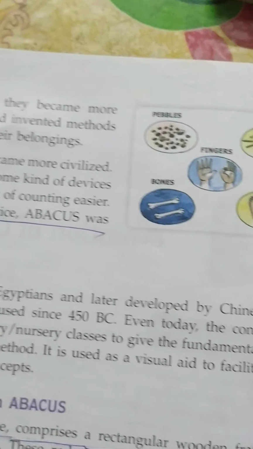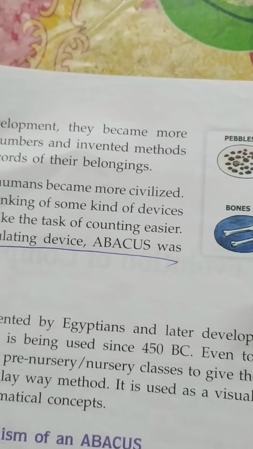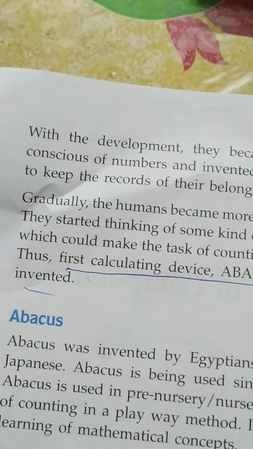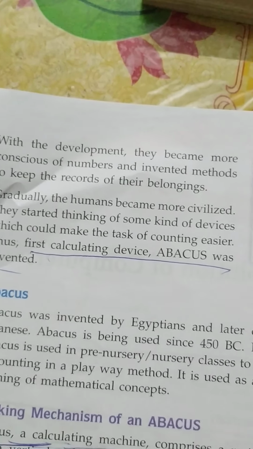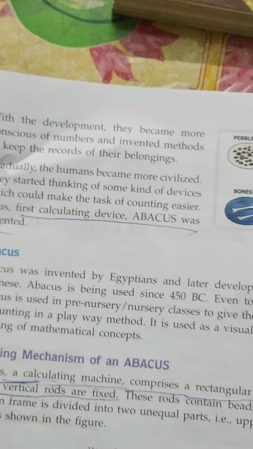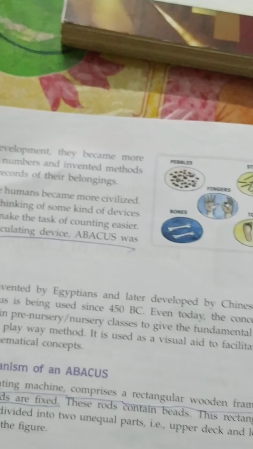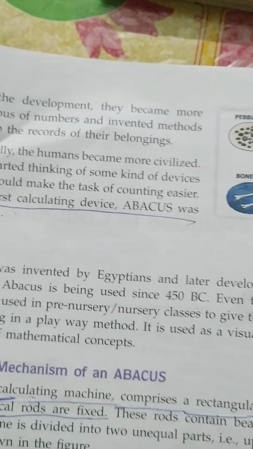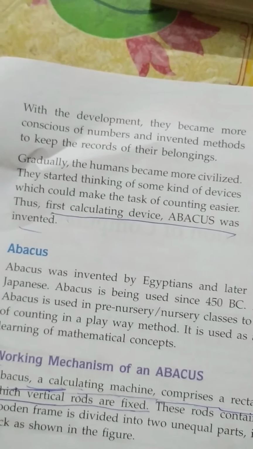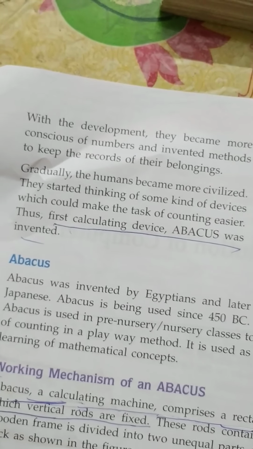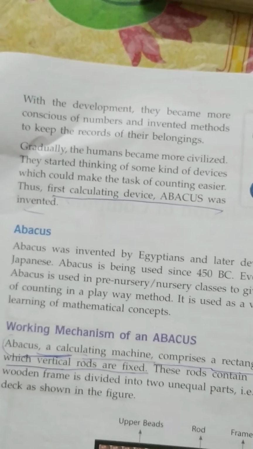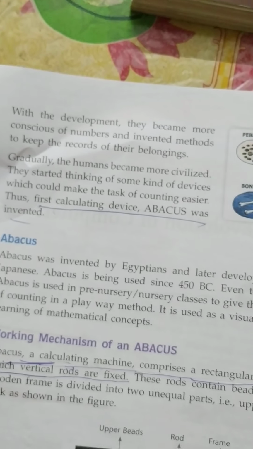Okay, so after all these things, technology was developed, and gradually humans became more civilized, isn't it? Because of civilization, it was not early man anymore, civilization came. Then they started thinking of some kinds of devices. They started thinking of making a device to count, which could make the task of counting easier.